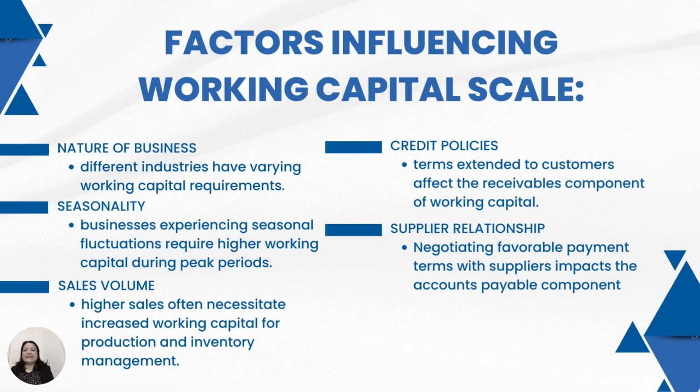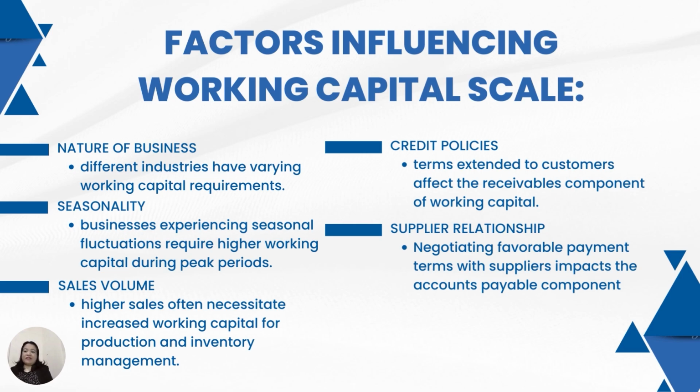Another factor that can affect the scale of working capital is the credit policies. Credit policies significantly impact a company's working capital. Factors such as credit terms, credit standards, collection policies, bad debt provisioning, credit monitoring, supplier credit terms, and cash discounts can affect working capital. Longer credit periods and lenient terms can tie up more capital in accounts receivable, while lenient standards increase the risk of bad debts and working capital recovery.